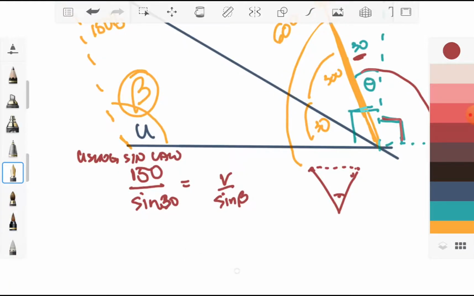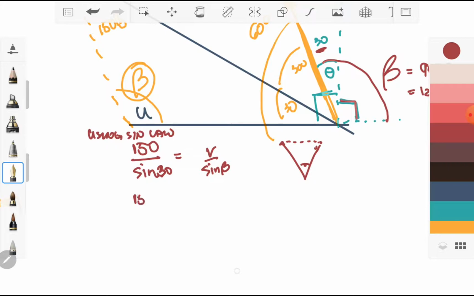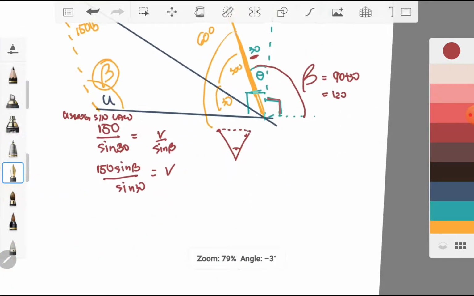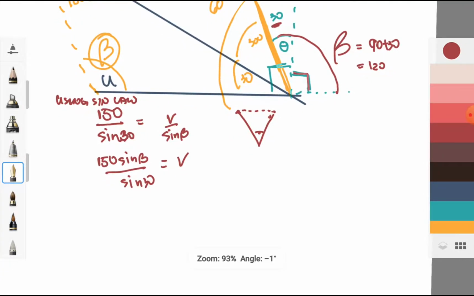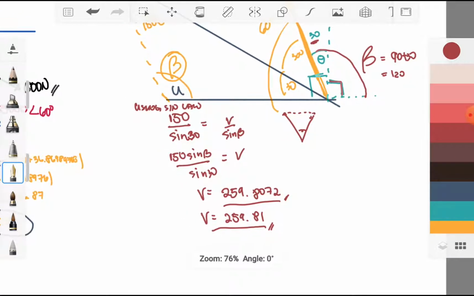So 150 over sine 30, but our beta is equal to 120, tama? So 150 times sine beta all over sine 30 is our V. V yan, tama? Okay, V. So our V therefore is equal to, so calculator lang. Dapat pag pinapanood yung mga videos ko, meron kayong calculator lagi in order to understand more about the topic. So we have 259.8072, or V is equal to 259.81 based sa instruction ko. Then how will you solve for your U?